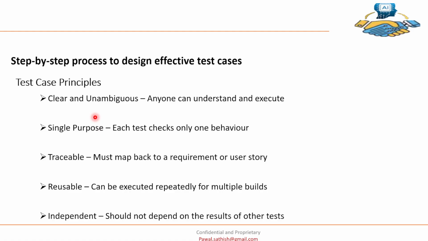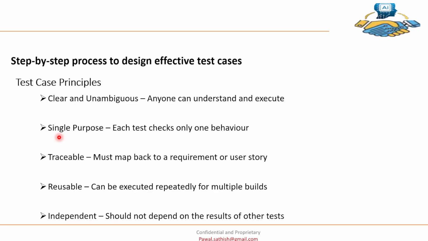As I said, these are the test case principles. When we are writing test cases, we need to consider all these principles. Otherwise, when we execute the test cases, we will get different results, and this should not happen. The first principle is clear and unambiguous. Anyone can understand and execute it. It's not that only some expert can execute the test cases. So our test case should be clear and unambiguous, so if anyone executes it, the result should come out the same.